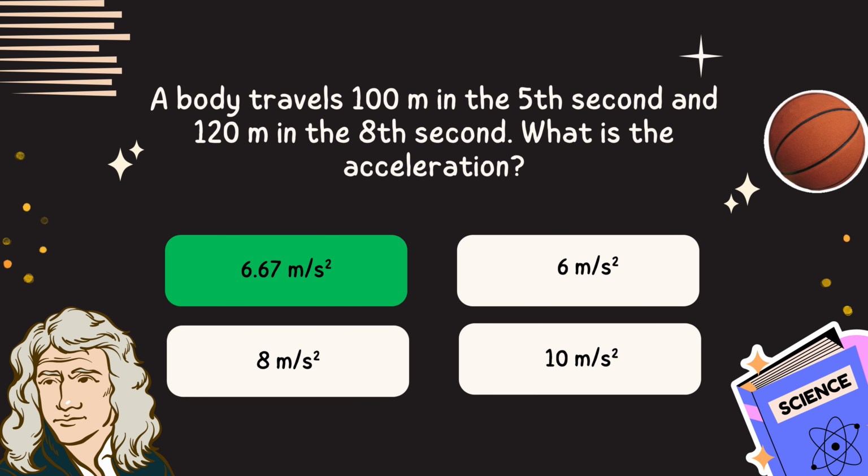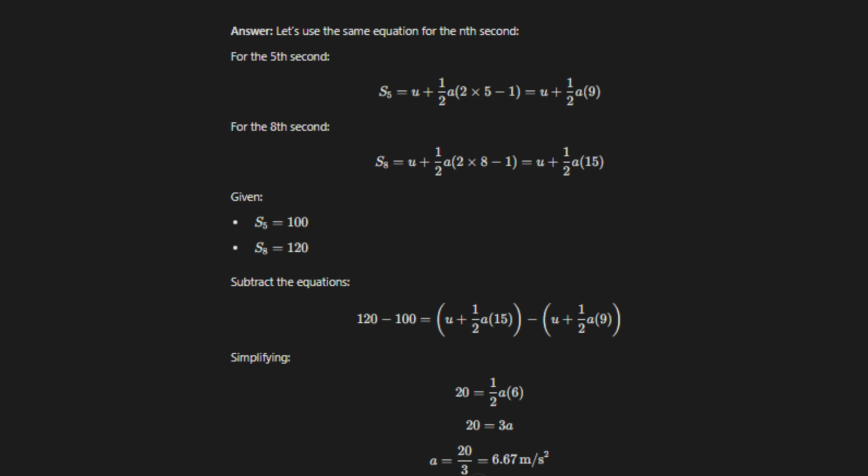Correct option is 6.67 meters per second squared. We know the distance travelled by the body at the 5th second and 8th second. Substitute these in the formula Sn equals u plus half a into 2n minus 1 and subtract the final values. Here the answer is 6.67 meters per second squared.